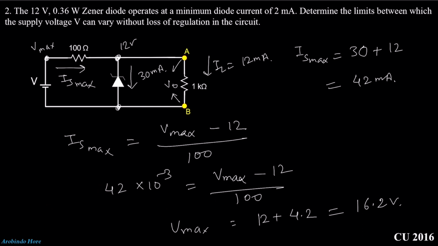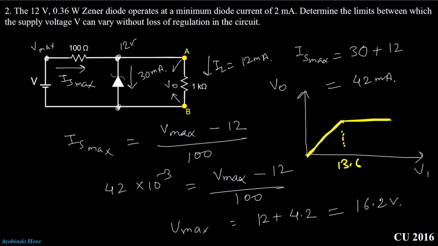Suppose this is the output voltage V0, then we can plot like this. This is V0 and this is V input, okay? So what we can see? We can see that up to 13.6 volt the Zener is turned off. Then after 13.6 volt the Zener will be turned on, and it stays on up to 16.2 volt. If we increase it further, then it will be burned. And this potential will be 12 volt. Okay, very simple.